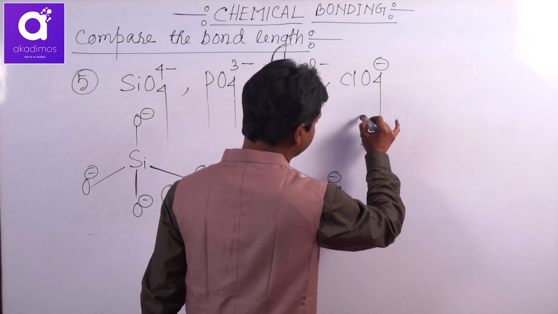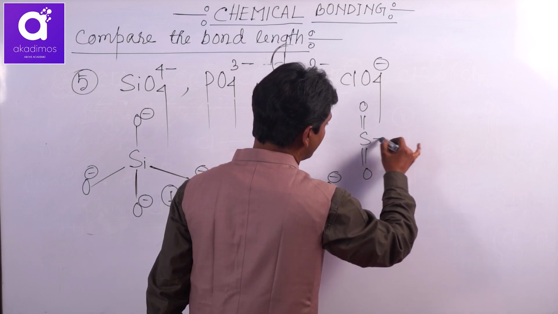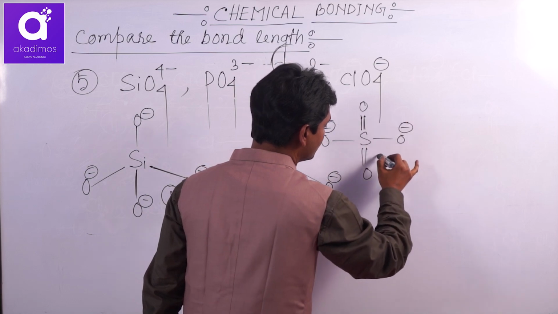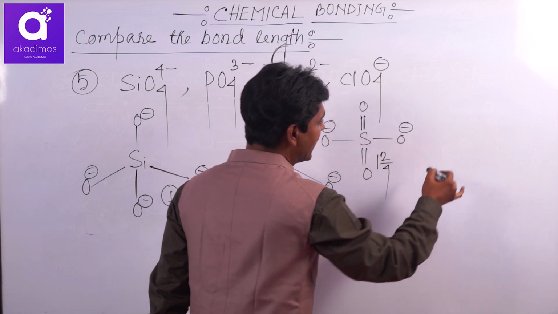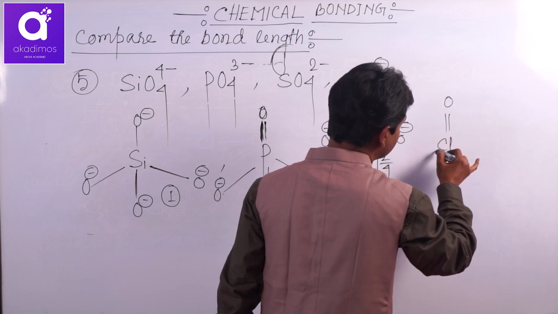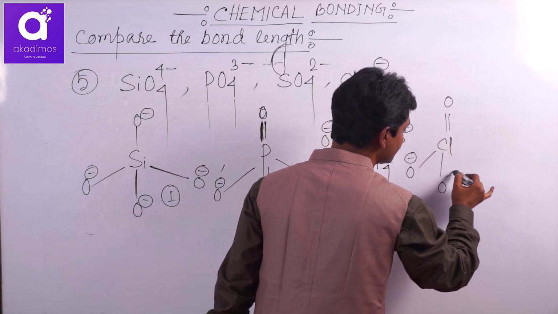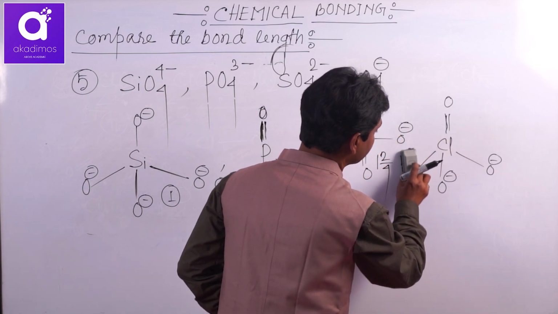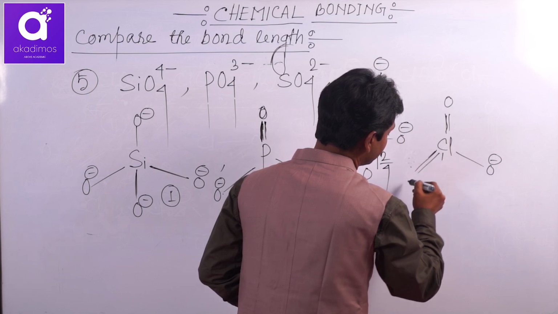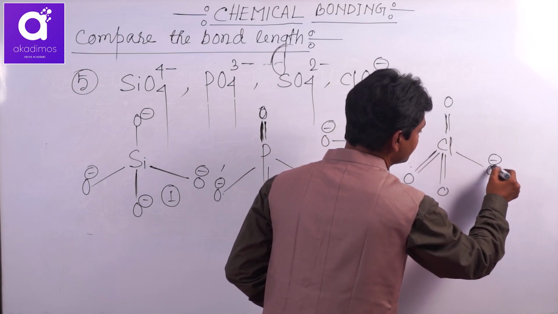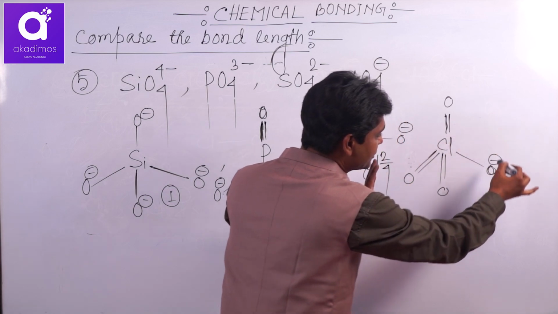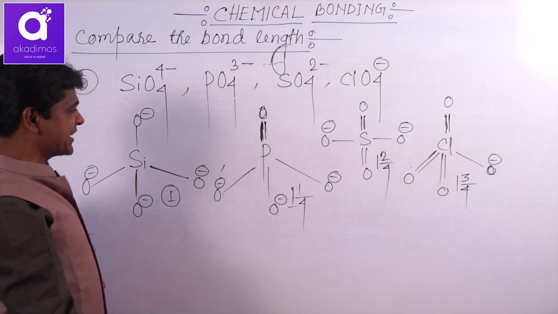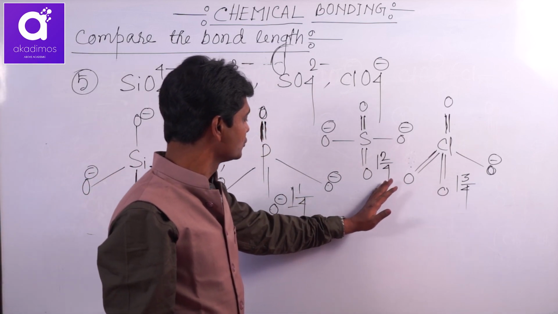SO4 2 minus I have already discussed. The structure is this one. Again I am drawing it, and here 2 pi bonds are equally distributed among 4 oxygen, giving 1 2 by 4. ClO4 minus I have also discussed. That is 3 oxygen with double bond and 1 oxygen with minus 1 charge, and 3 pi bonds equally distributed among the 4 oxygen. That's why 1 3 by 4. See the bond order: maximum bond order 1 3 by 4, then 1 2 by 4, then 1 1 by 4, then 1.